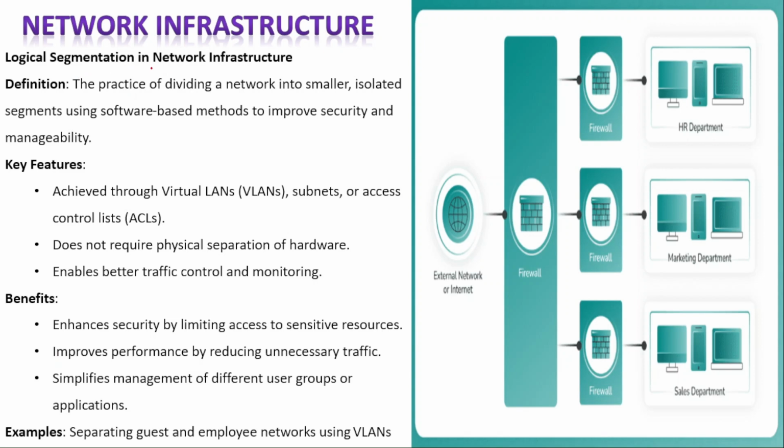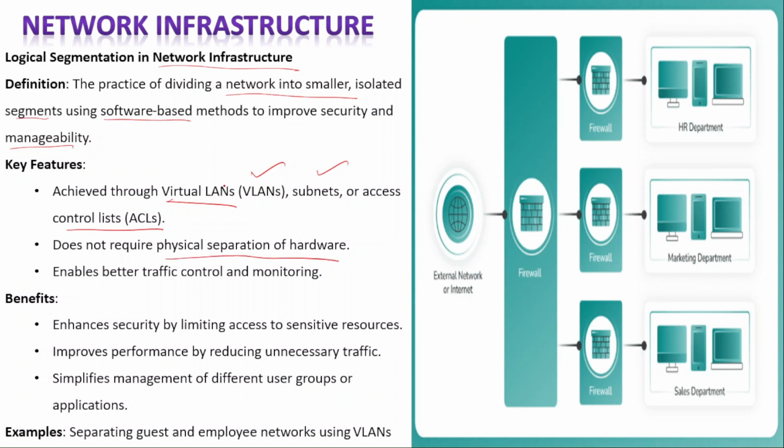So now the logical segmentation. In the previous two slides, we were talking about physical segmentation or physical isolation. Now it is logical segmentation in the network infrastructure, which is the practice of dividing a network into smaller, isolated segments. It uses software-based methods to improve security and manageability. It means you have shared physical resources such as a shared switch or shared firewall, but you can logically separate different workloads. Key features include being achieved through virtual LANs or VLANs, subnets, or access control lists, that is ACLs. And it does not require physical separation of hardware.